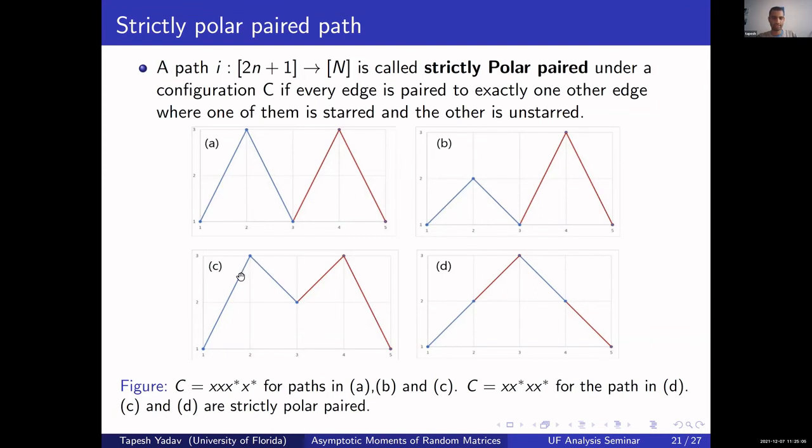What we want is something like this, which is an example of a strictly polar paired path. Here, the pairing is strict, so there is exactly one other edge which appears, which is the same as a given edge. And the pairing is polar: given a blue edge, there is a red edge which it is paired to. That's what we mean by polar pairing. And D is also an example, but in a different configuration, x, x star, x, x star. So blue, red, blue, red. Here, the pairing is strict, and red is paired to blue every time.